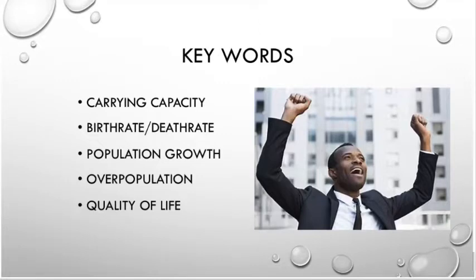For carrying capacity, it's how many people can live in a certain location, but in this case, it'll just be our planet. Birth rate and death rate is how many people are born or die in a certain time frame. Population growth is the birth rate minus the death rate, so it's how fast the population is growing or declining. Overpopulation is when you exceed the carrying capacity, and quality of life is how good your life is, how many resources you have, and things like that.